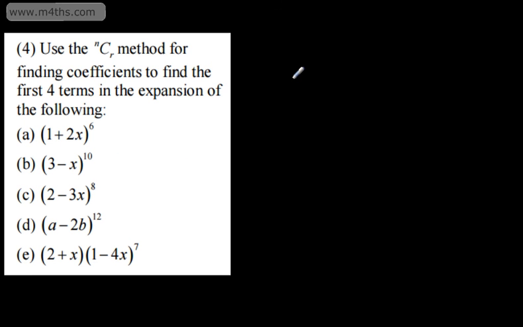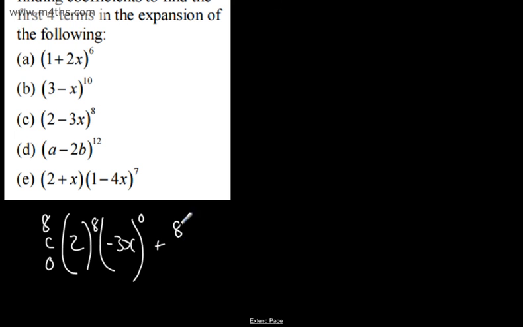2 minus 3x to the 8th. So let's do that one. So we'll have now 8c0. We need the first 4 terms. So 8c0, we'll have 2 to the power of 8. We'll have negative 3x to the power of 0. Plus 8c1, we will have 2 to the power of 7, and then we'll have negative 3x to the power of 1. Remember, this number here corresponds to the value of r, that's the power here. This one is going to r, and these two must add up to n.